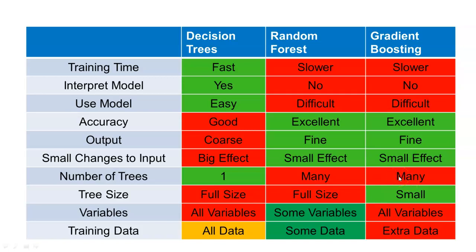What about the size of the trees? Well, the decision tree is a full-size tree, and so is the random forest. The gradient boosting is just a little tree. What about the variables? Well, I use all the variables for the decision tree, and I use all the variables for the gradient boosting, but the random forest only uses some of the variables. What about the data? Random forest only uses some of the data. Decision tree uses all the data. Gradient boosting uses all the data, and then it starts adding to it. So he's got extra data. So these are the differences and the pros and the cons of the various algorithms here. And we're going to take a closer look in some later videos.